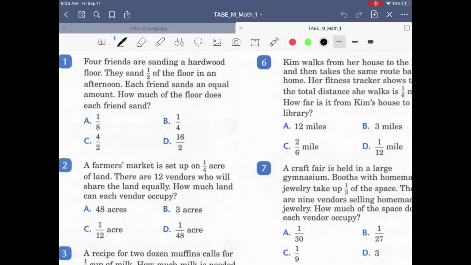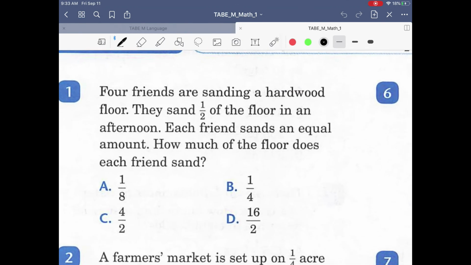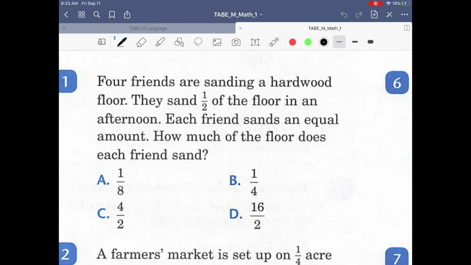So looking at problem number 1, 4 friends are sanding a hardwood floor. They sand half of the floor in an afternoon, and each friend sands an equal amount. How much of the floor does each friend sand?